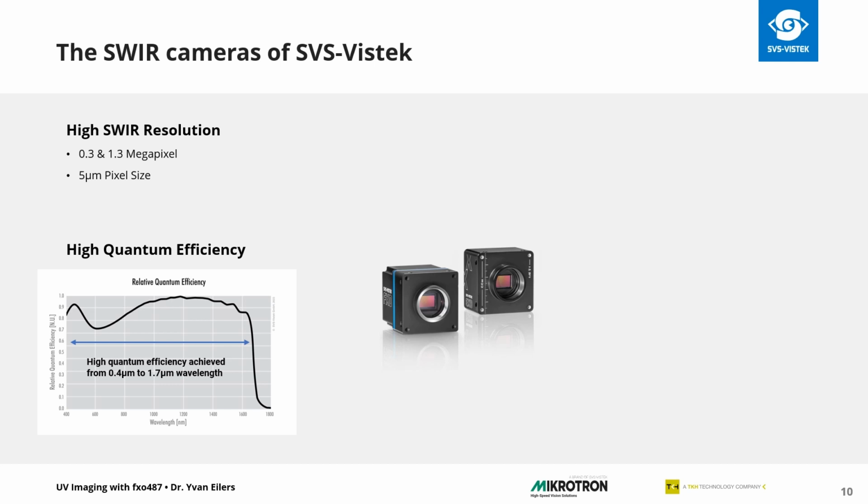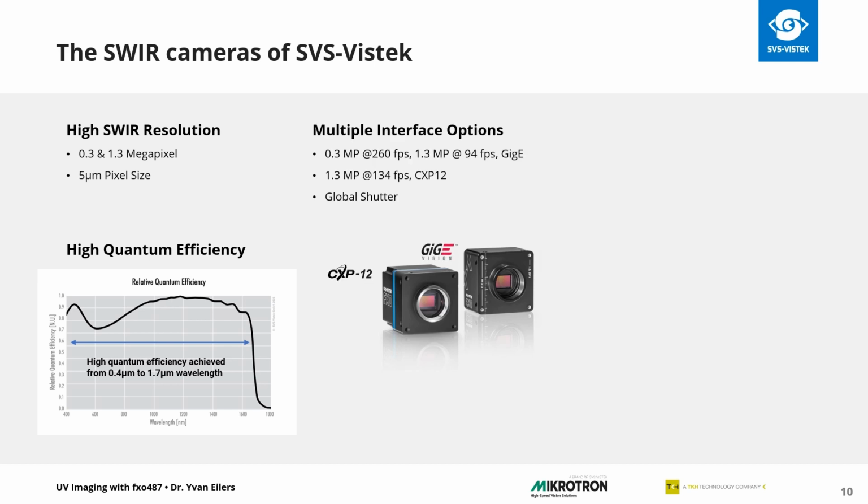In addition, we provide a choice of interface options. With Gigabit Ethernet, our 0.3 megapixel version allows 260 frames per second and the 1.3 megapixel version 94 frames per second. If you prefer CoaXPress 12, you get up to 134 frames per second with the 1.3 megapixel version. The global shutter sensor allows imaging under dynamically changing conditions without inducing image distortions.